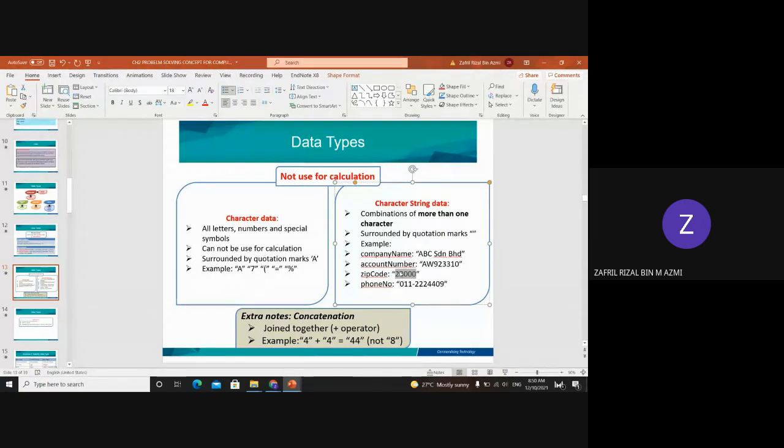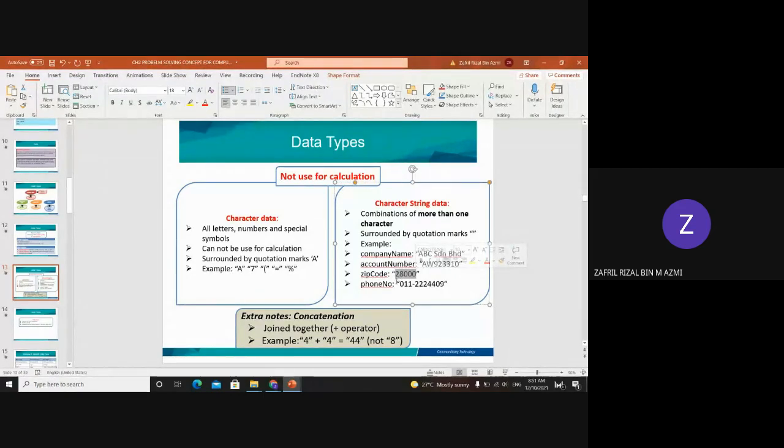Any numeric value that we are not going to use in any calculation, you may declare it as a string or character. That's why you see over here the 7, and over here the zip code. What are you going to use it for calculation? Is there any calculation for zip code?